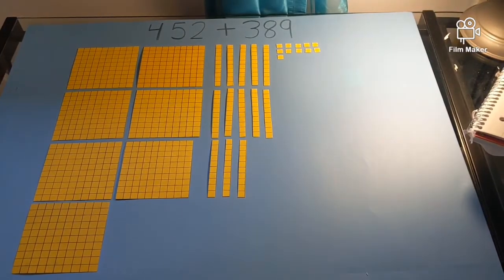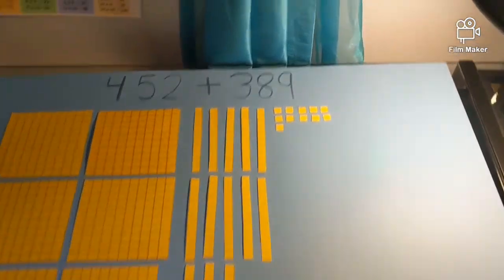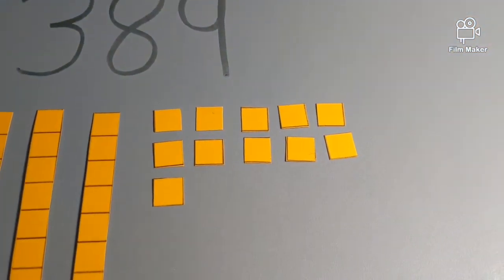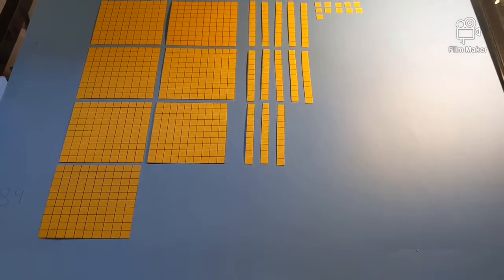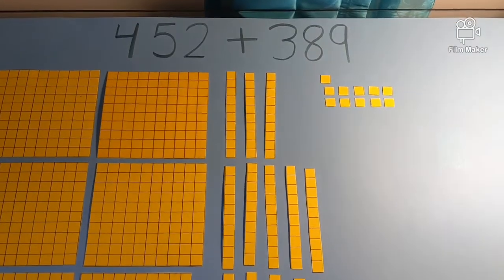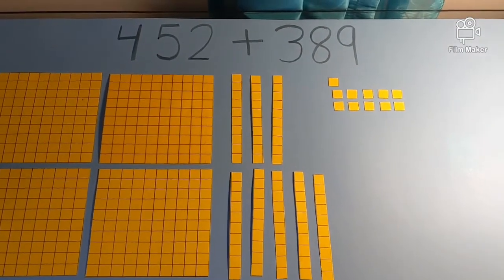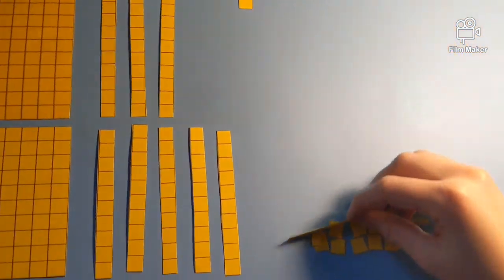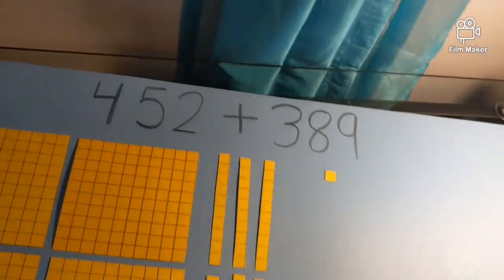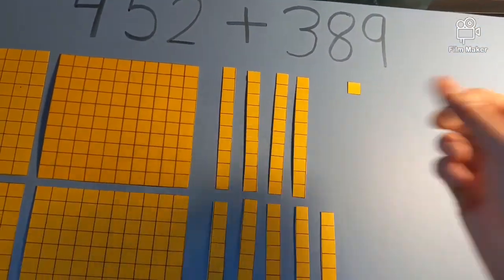Now that both sets are together, we can see that there are 11 individual 1 tiles, 13 rods of 10, and 7 flats of 100. Do you see the problem? We know that 10 individual tiles is the same as 1 rod of 10. Therefore, we will take 10 of the individual tiles away and replace them with 1 rod of 10.